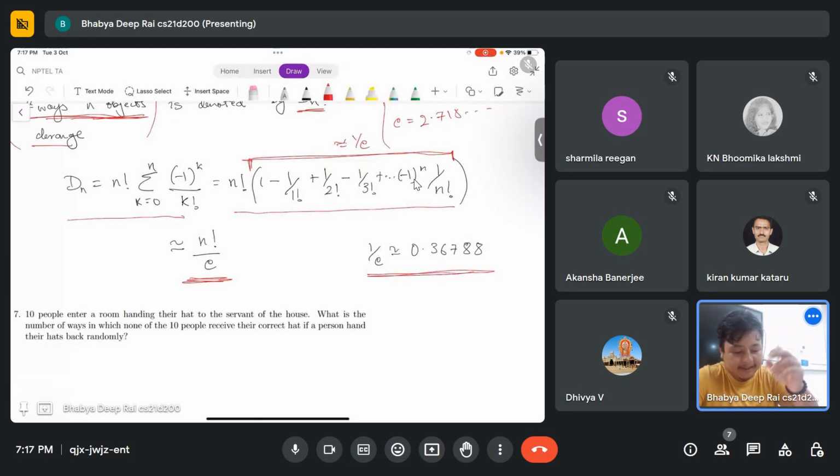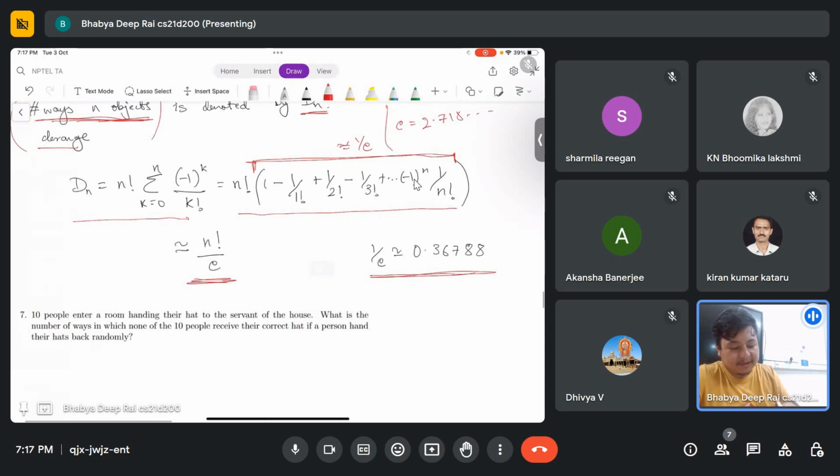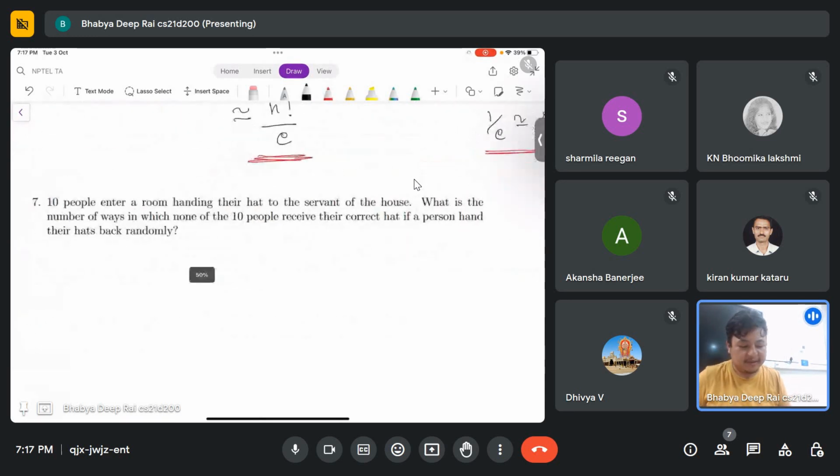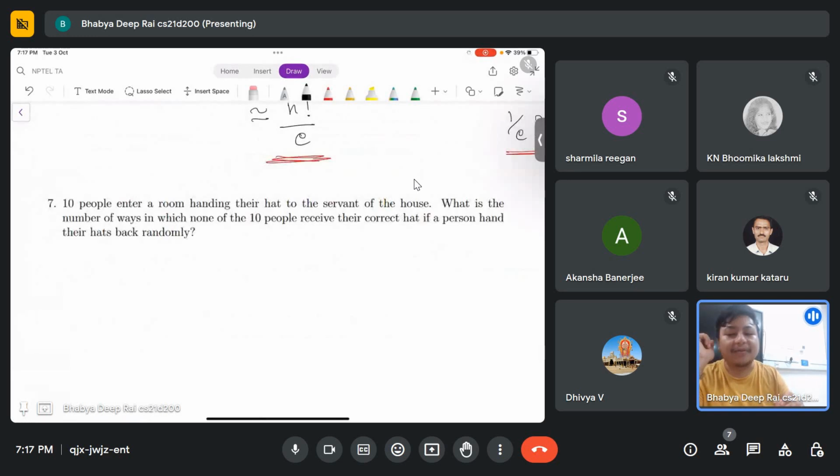So the question for derangements is usually in this flavor. This is a very famous problem called the hats problem. The question is as follows: 10 people enter a room handing their hat to a servant of the house. What is the number of ways in which none of the 10 people receive their correct hat if the servant hands the hats back randomly?